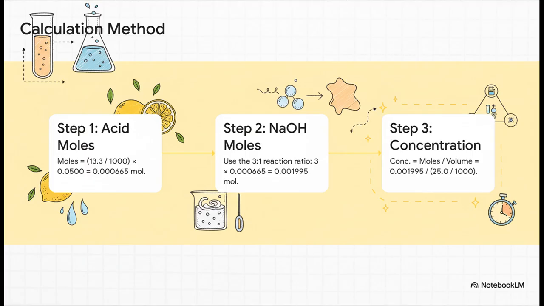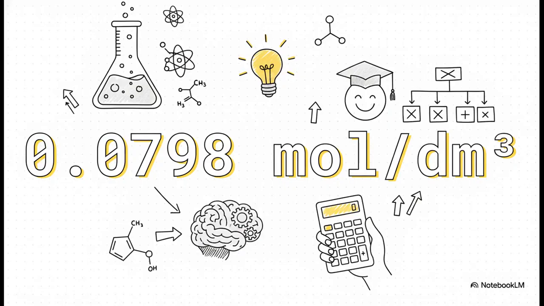Finally, step 3, we find the concentration. We just rearrange the formula. Concentration equals moles divided by volume. And remember to convert that volume to dm cubed again. Plug those numbers in and you get your answer, 0.0798 mole per dm cubed. It looks complicated, but when you break it down into those clear steps, it's totally doable.